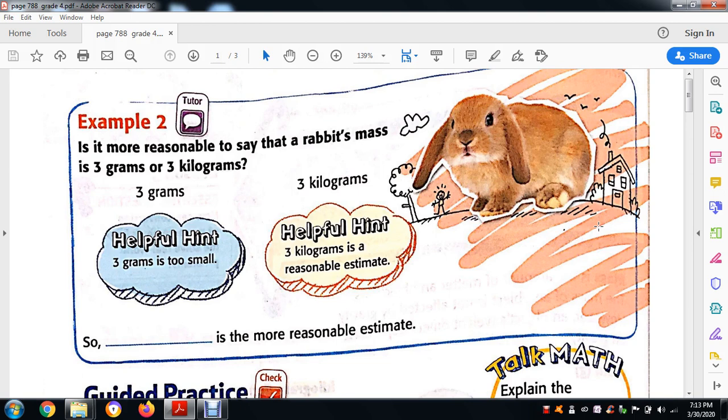Is it more reasonable to say that a rabbit's mass is 3 grams or 3 kilograms? There are two options, 3 grams or 3 kilograms. We can see that 3 grams is too small according to the size of the rabbit. 3 grams is too small, it cannot be possible. 3 kilograms is a reasonable estimate, so we can say that 3 kilograms is the more reasonable estimate for the rabbit.